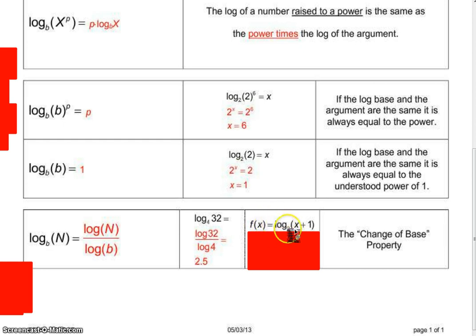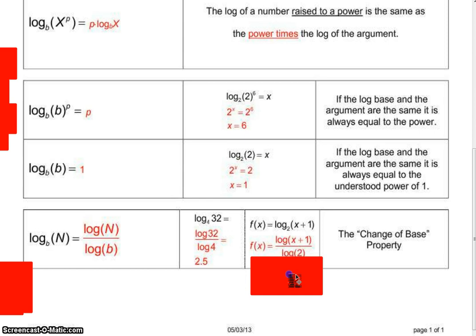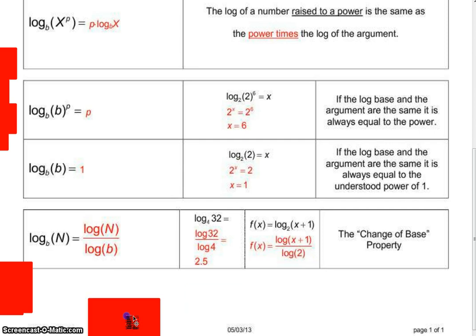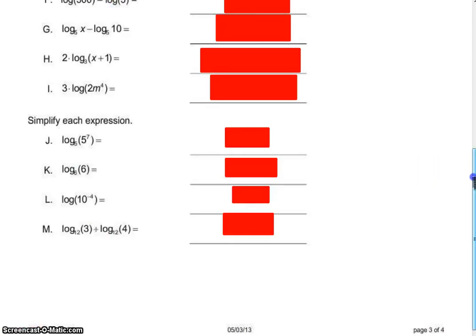f of x is equal to log base 2 of x plus 1. This would become log of x plus 1 over log of 2. And if you were wanting to solve it, you would have a problem. Why? Because you've got that x showing up in there. So you would just be rewriting it for that one. Okay, looking at the next page.